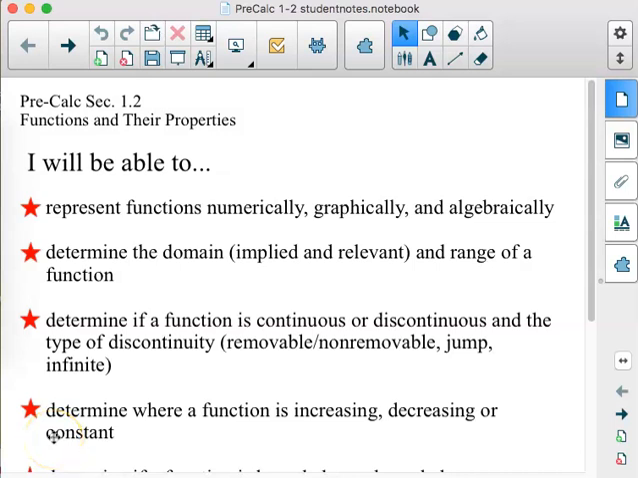This is a lesson for pre-calculus for section 1-2. The first thing we want to do is grab our yellow concepts sheet so that we can rate ourselves before the lesson, because we've got quite a few objectives here coming out of section 1-2.